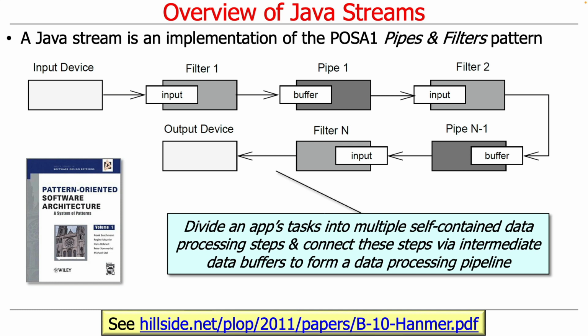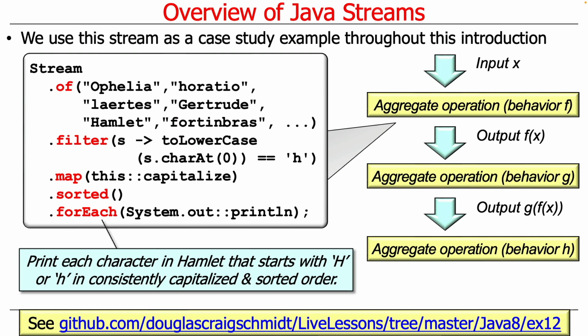Anybody here who's ever programmed with Unix and the Unix shell would be familiar with the concept of pipes and filters, because you can take the output of one program and pipe it into another program. So same kind of idea. There's other examples of that as well.